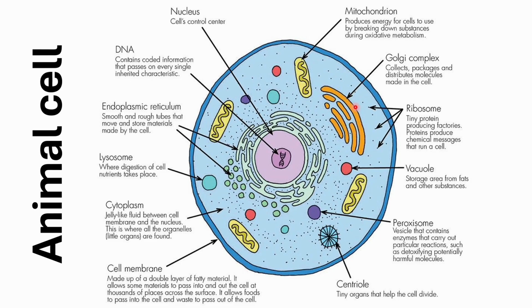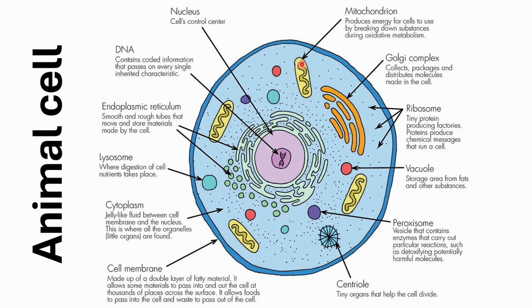So again, come to the point. This is called the Golgi complex. It collects, packages, and distributes molecules made in the cell. Isn't it like a tiny factory which works in packaging things? This is the work of the Golgi complex, and it's called Golgi because Golgi was the name of the scientist who discovered this.